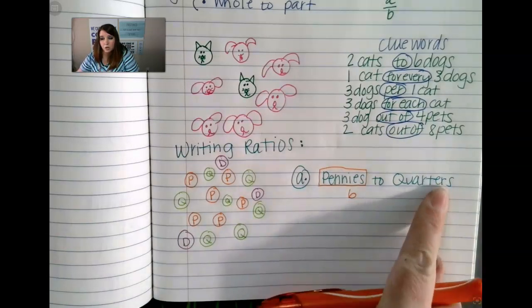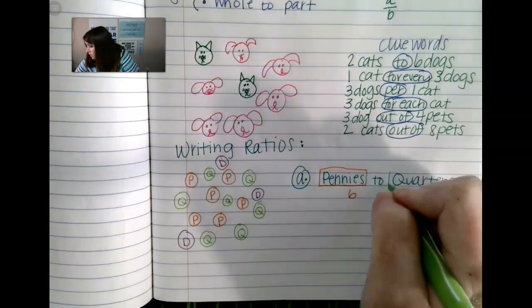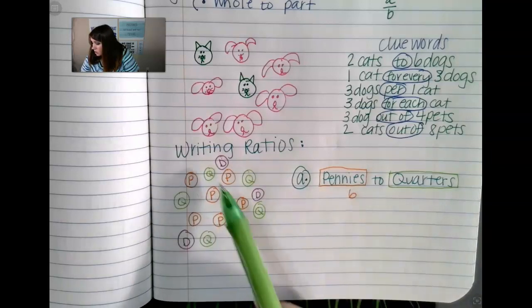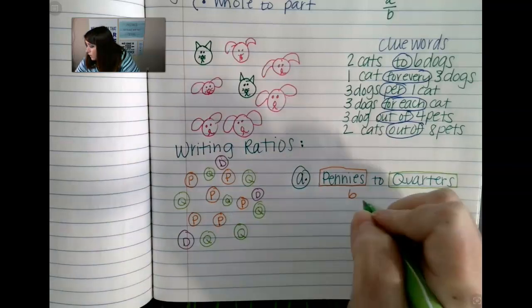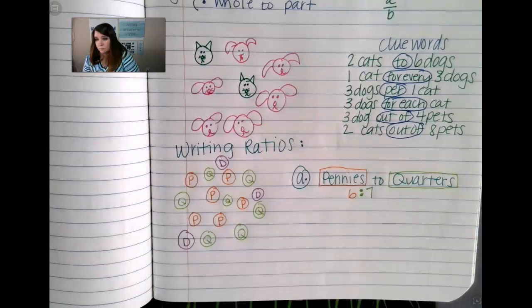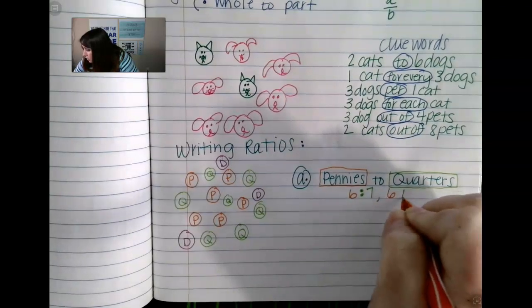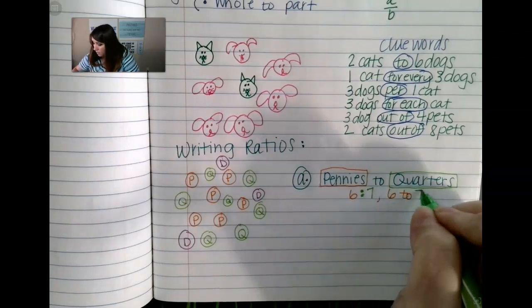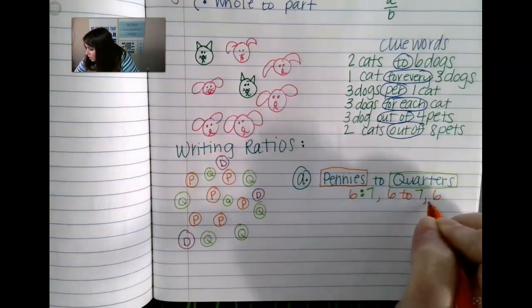There are quarters next. So we need to look for how many quarters there are. So we're going to next count up the quarters. And we're going to see 1, 2, 3, 4, 5, 6, 7 quarters. So we could write this as 6:7. We could write it as 6 to 7. Or you could write it as 6/7.